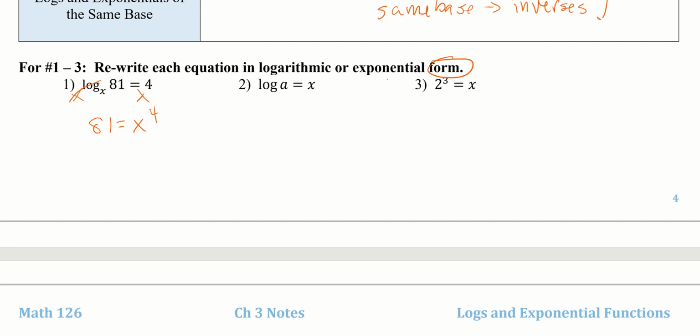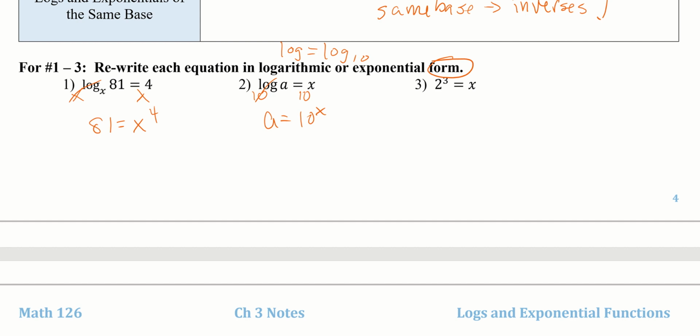Okay. Same idea for this one. Whenever it's just straight up log, remember straight up log is our common log, which is log base 10. And so we're going to put this one to a base 10. Those guys cancel, so we have a is equal to 10 to the x. Nice.